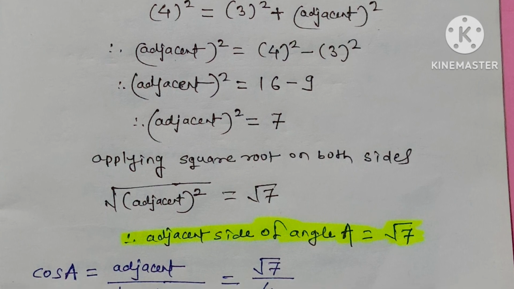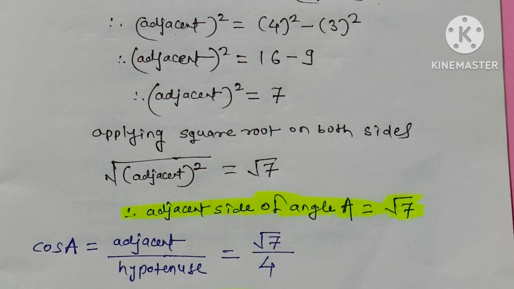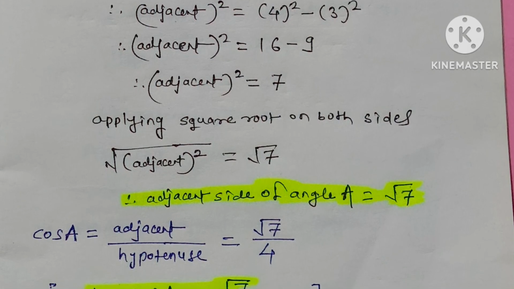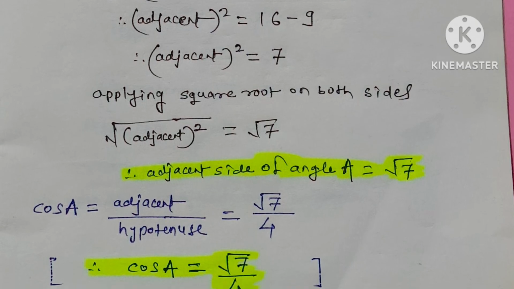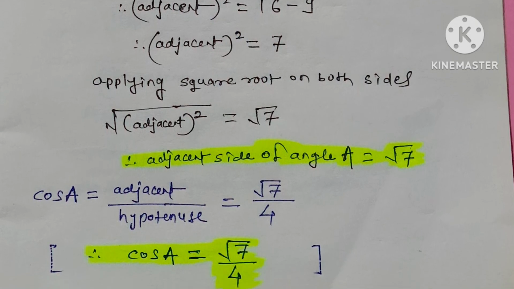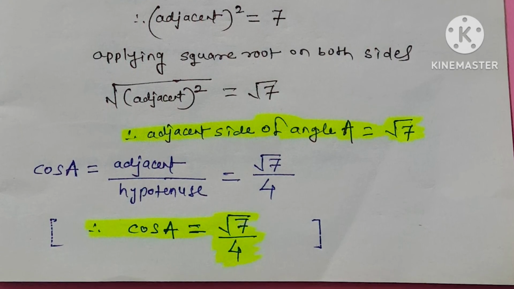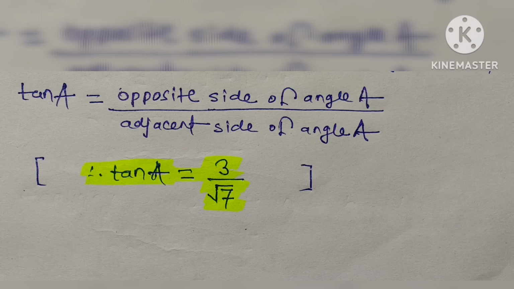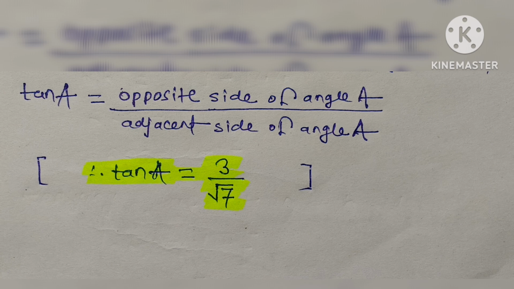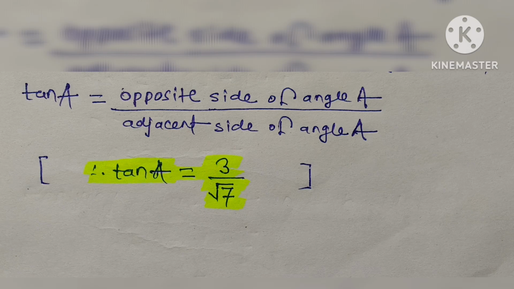After finding the third side, we can directly use the formulas to calculate the cos and tan values. So cos A would be nothing but the side adjacent to the angle A divided by the hypotenuse. Similarly, when we find tan A, we use the formula: the opposite side of the angle A divided by the adjacent side of the angle A.